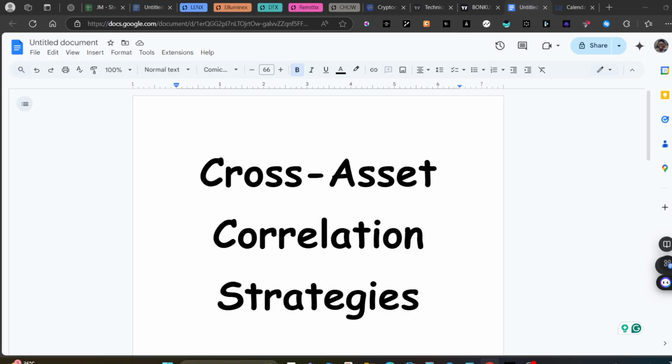Now, markets don't move in isolation. Forex, stocks, bonds, and commodities are all interconnected. Cross-asset correlation strategies focus on identifying the relationships between these assets to predict price movements and refine trading strategies.